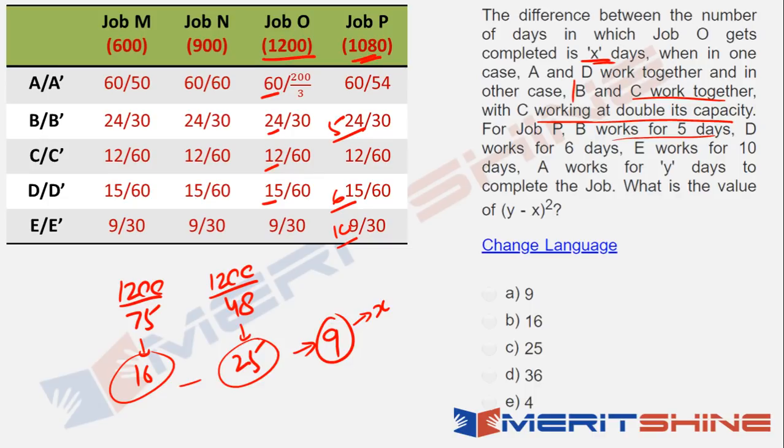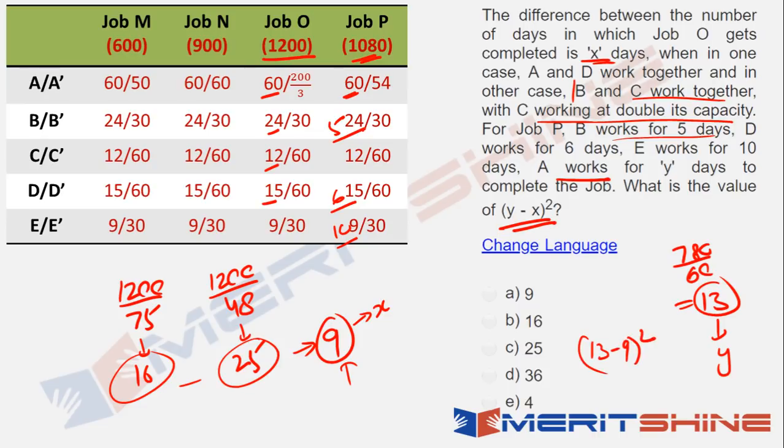What is the total job? 1080. So how much is left? 780 is left. So 780 left, and who does it? A does it. So A's efficiency is 60. 780 by 60, how many days? 13 days. So here this x value is 9, and this value is y. It says y minus x whole square. So 13 minus 9 whole square, that is 4 square. Basically that's option B, that is 16.